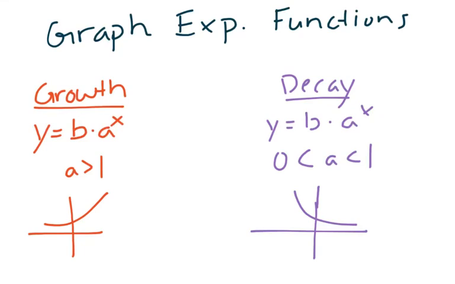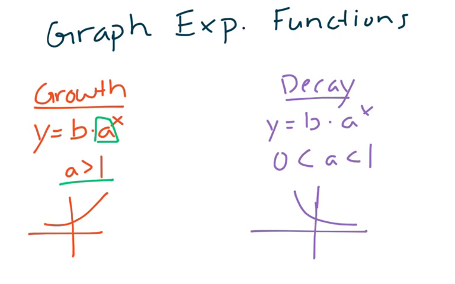Alright, so today we're going to go over graphing exponential functions. And we have two main types. We have growth, which means that the term being raised to the exponent, so the number being raised to the exponent, which in this case is x, is greater than 1, and it's going to move away from the x-axis.